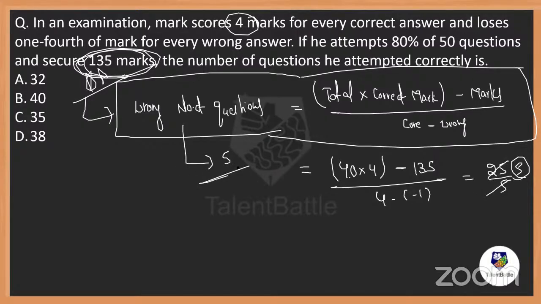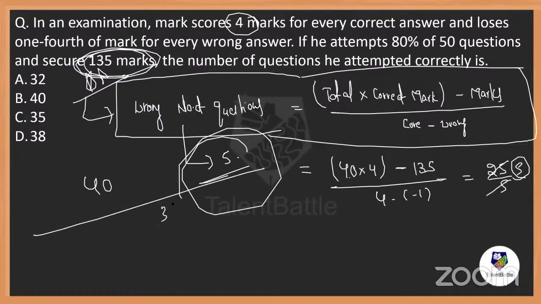If wrong questions are 5, then how many correct questions will be there? Total is 40 questions, right? If wrong are 5, how many are correct? 35. See, same process, you got the same answer. So instead of doing that much, you can always apply this.